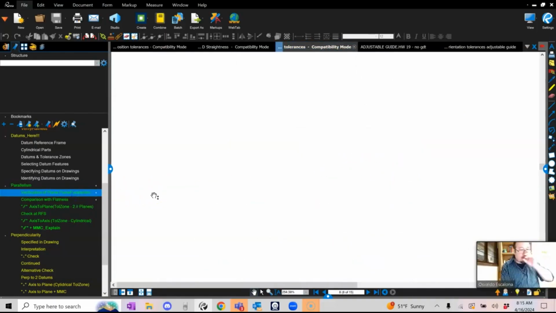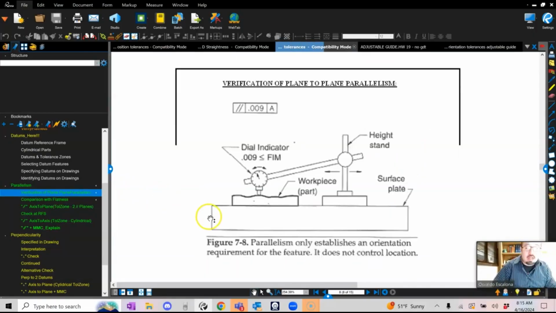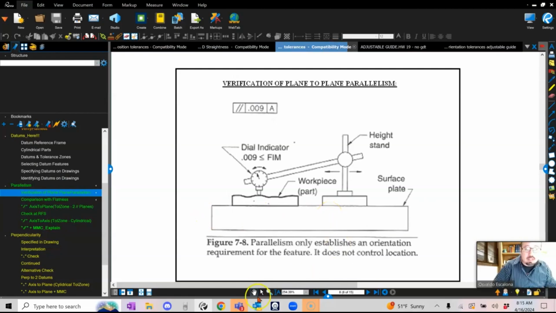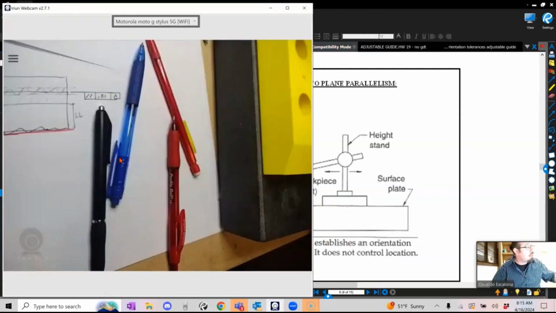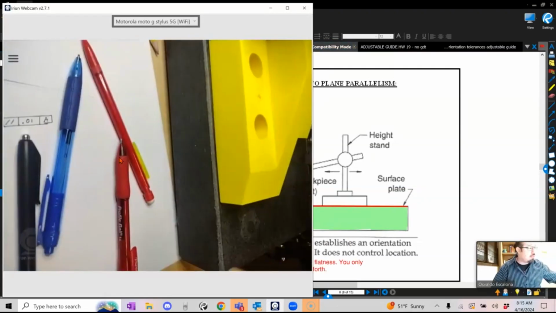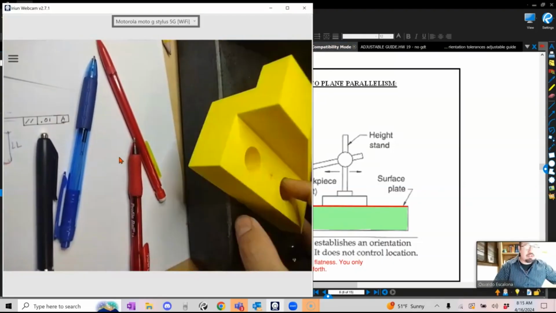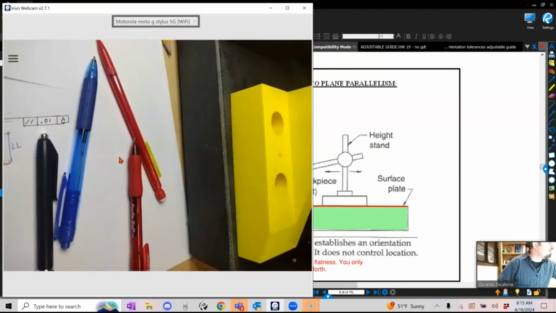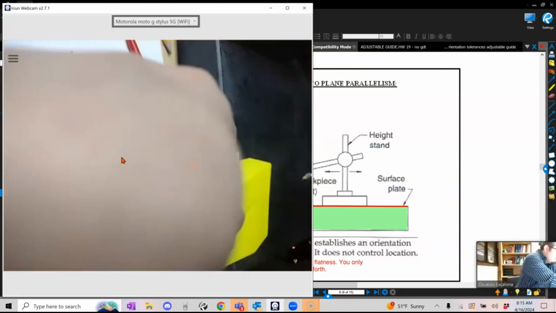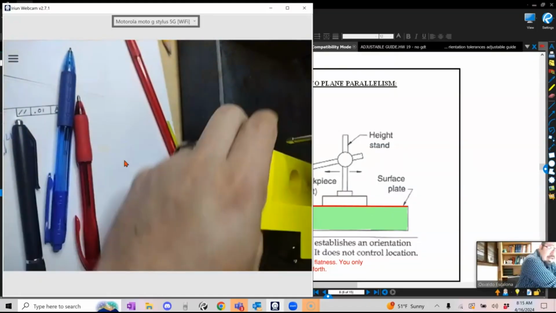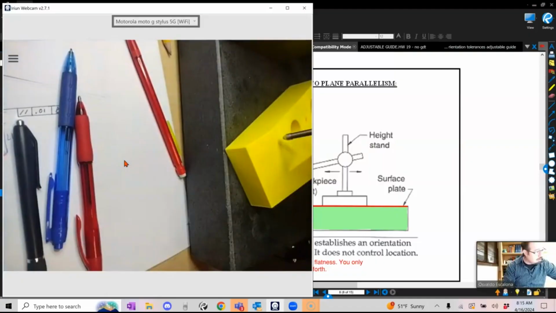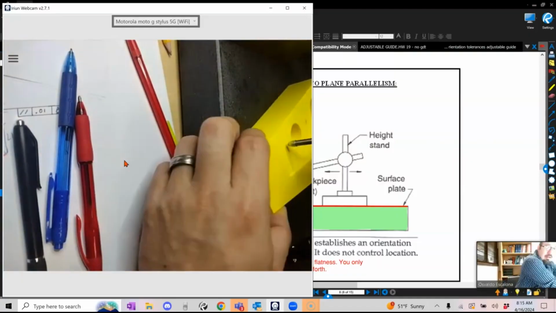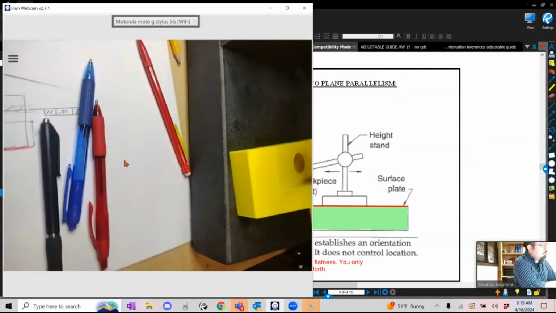How do you verify, how do you check parallelism? Well, parallelism is a little bit easier to check. You will have your granite table. You guys have seen the granite table before. That is my granite table, right? The way I will check it, I will have my part and I will have my dial indicator. My dial indicator will sit on the part, and then I will just move my part sideways.